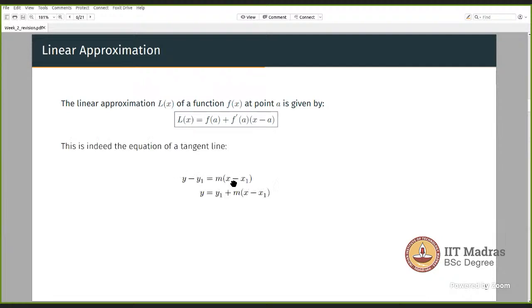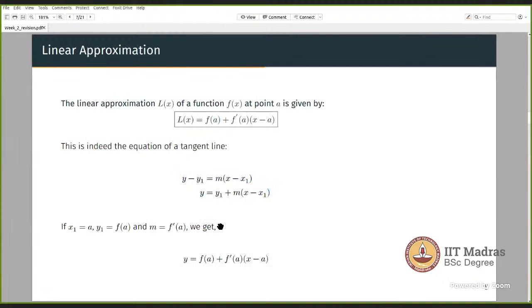It's nothing but the equation of a straight line, which you might know. What is the equation of a line which passes through a point (x1, y1)? This is the equation: y minus y1 equals m multiplied by (x minus x1). m is the rate of change of the function, basically the slope, and (y minus y1) divided by (x minus x1) is precisely the slope. You can alternatively write it in this form.